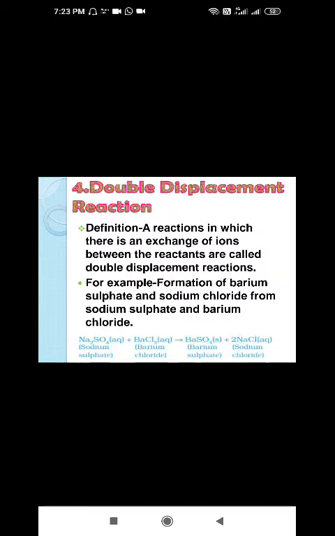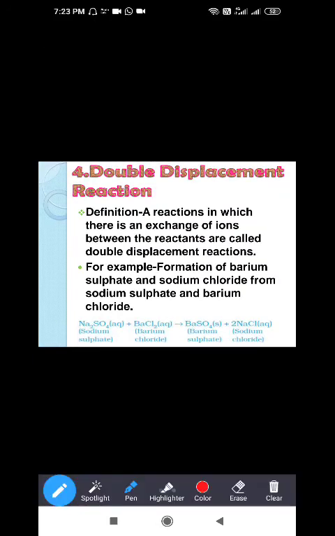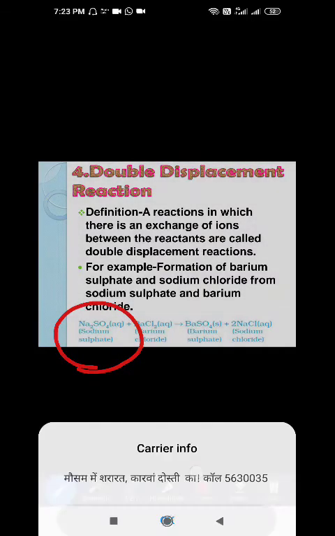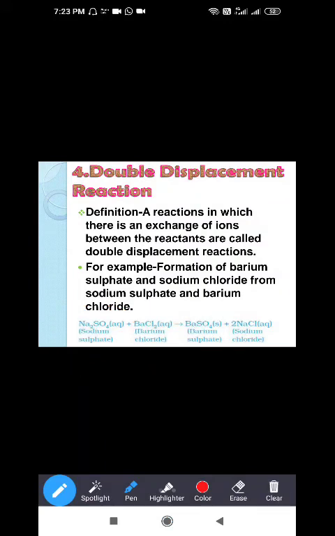If you can see this and make it very clear, then it is good for you. You can see here we have sodium sulfate, and another compound which we have is barium chloride.